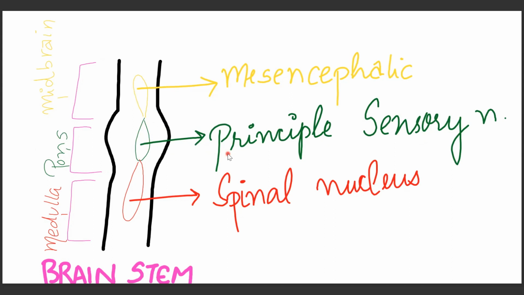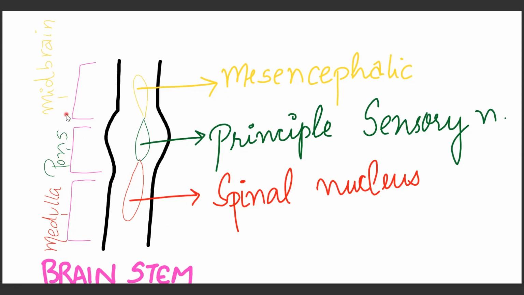You can also remember it as: the main nucleus involved in the trigeminal nerve is at the level of the pons, so it is the main, the principal. The other two nuclei: one is at the level of the midbrain, so M for midbrain, M for mesencephalic. The last is at the level of the medulla, which is the spinal nucleus.